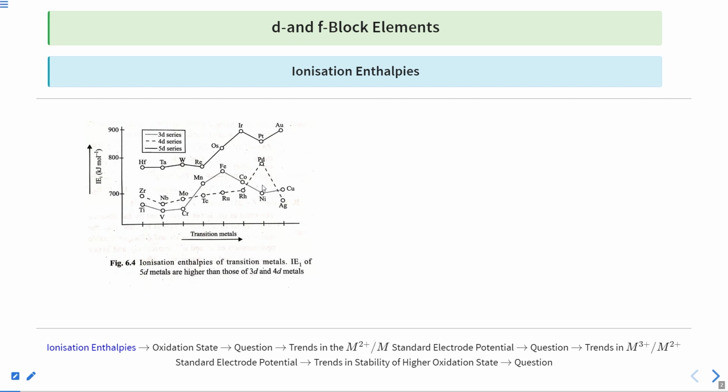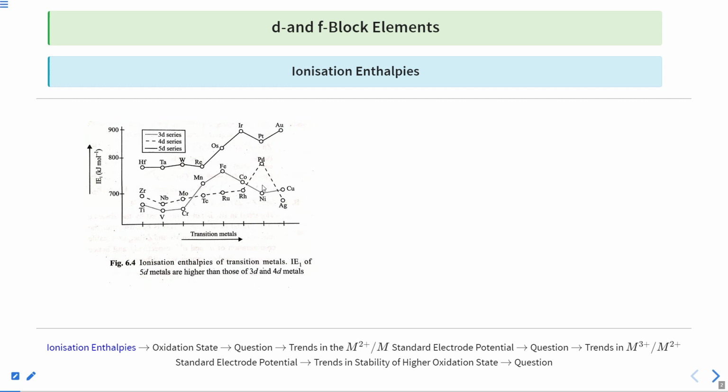Now again silver falls down. Why is it so? Because silver, as soon as we remove an electron from it, gains a d10 configuration. What does it gain? It gains a d10 configuration, and for that reason we see a dip here.